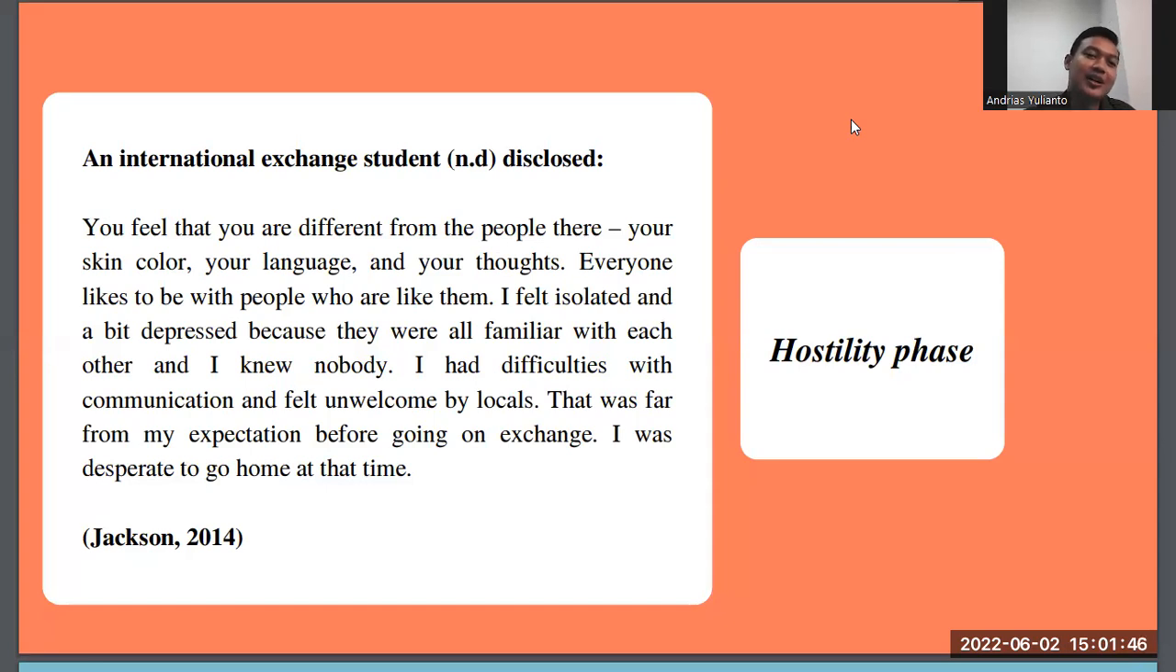You feel that you are different from the people there. Your skin color, your language, and your thoughts. Everyone likes to be with people who are like them. I felt isolated and a bit depressed because they were all familiar with each other and I knew nobody. I had difficulties with communications and felt unwelcome by locals. That was far from my expectations before going on exchange. I was desperate to go home at that time.